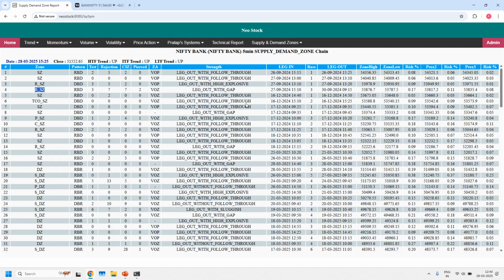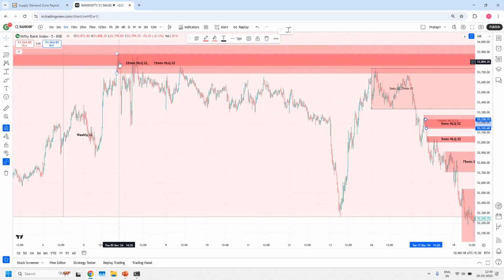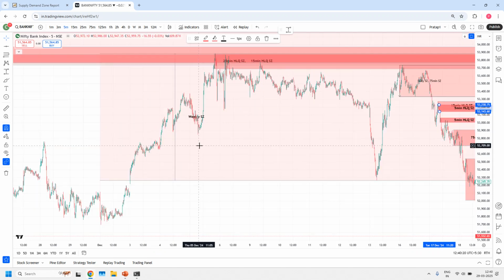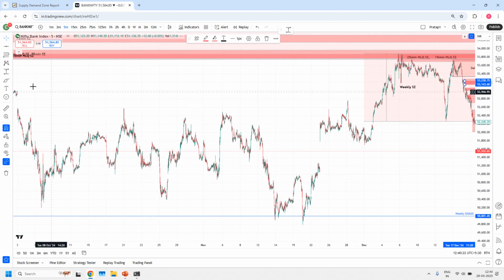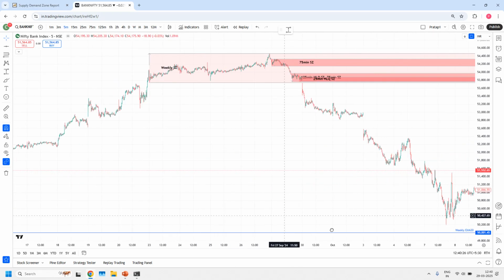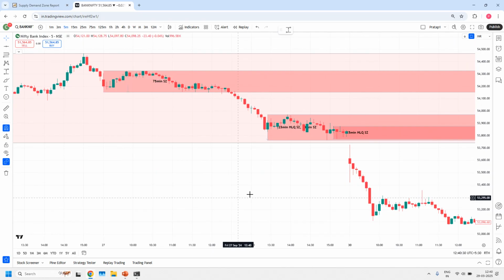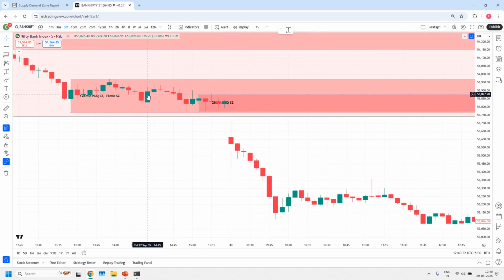Fourth one is 27.9, 15.10. 27.9, is it somewhere here? Not here. Maybe somewhere here. 27.9, 15.10.